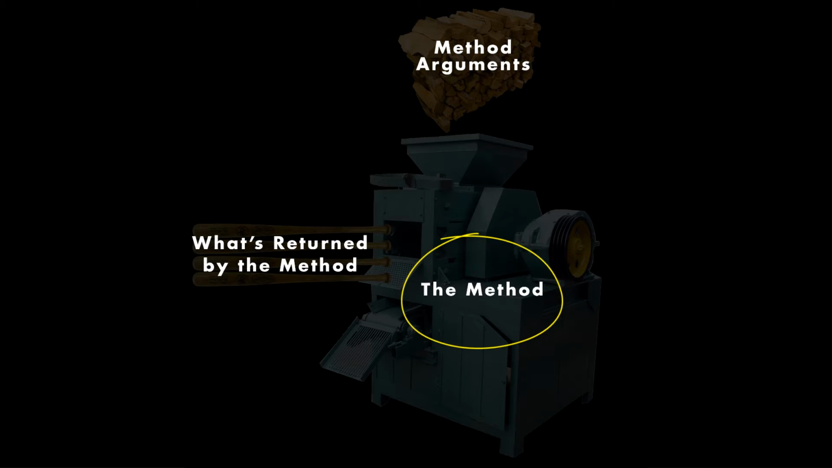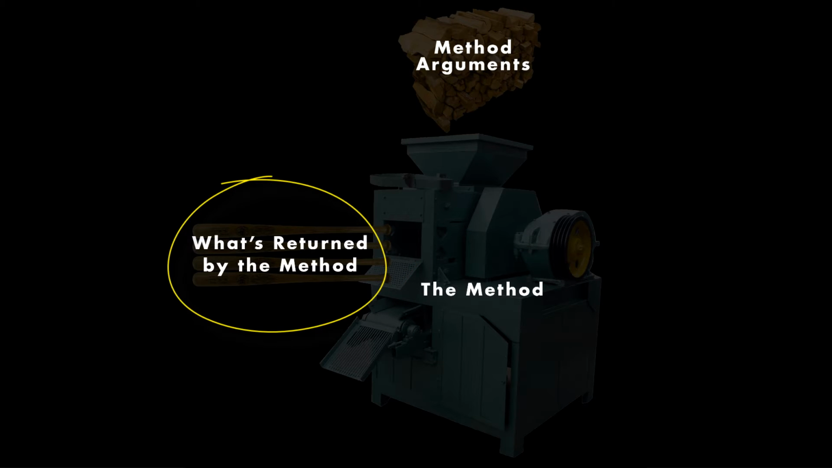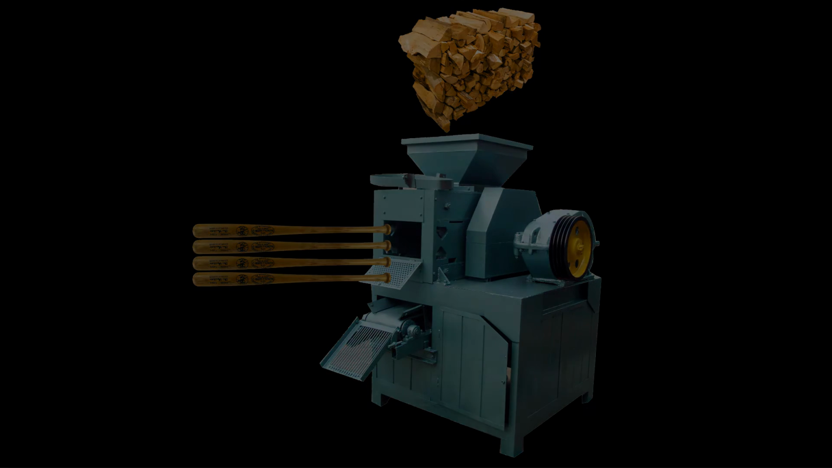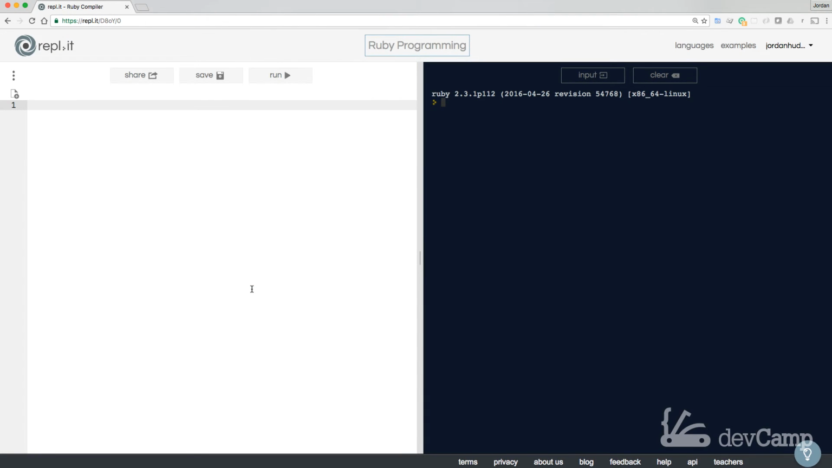Next, the machine itself represents our method. This is where the actual logic goes that will produce the desired behavior. And lastly, we finish off with the values that get returned by the methods, which are like the finished baseball bats, the final product. So now that you have a good idea for how method arguments are used in Ruby, let's actually dive into the code and start off with some basic code examples.